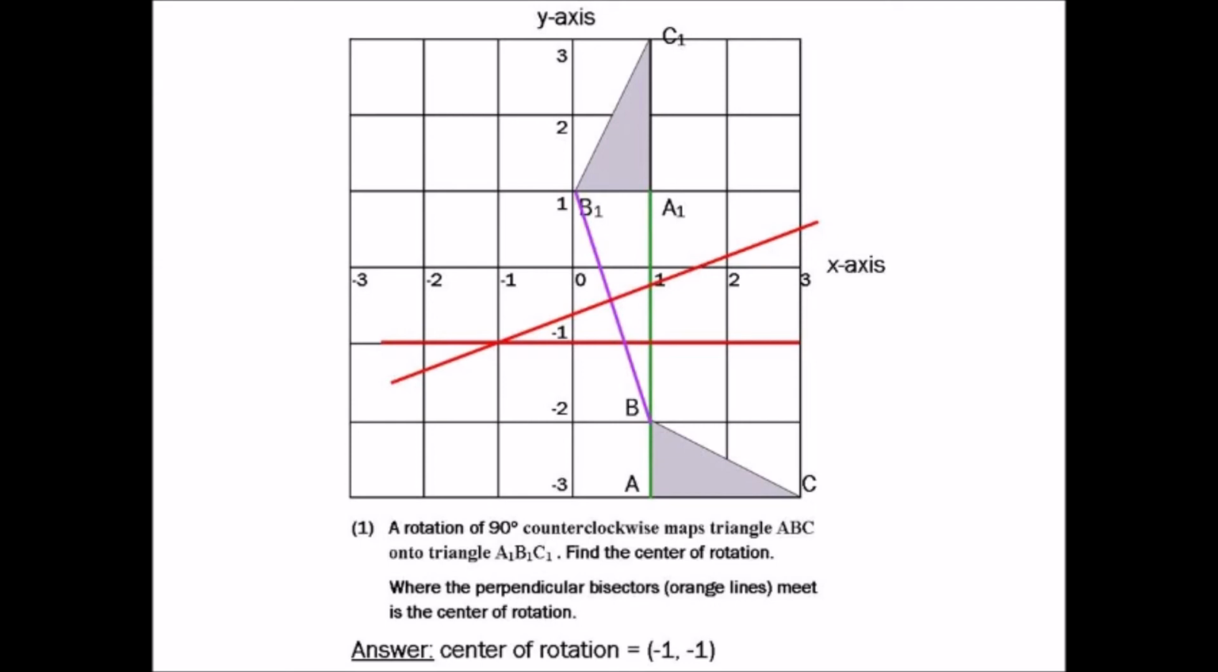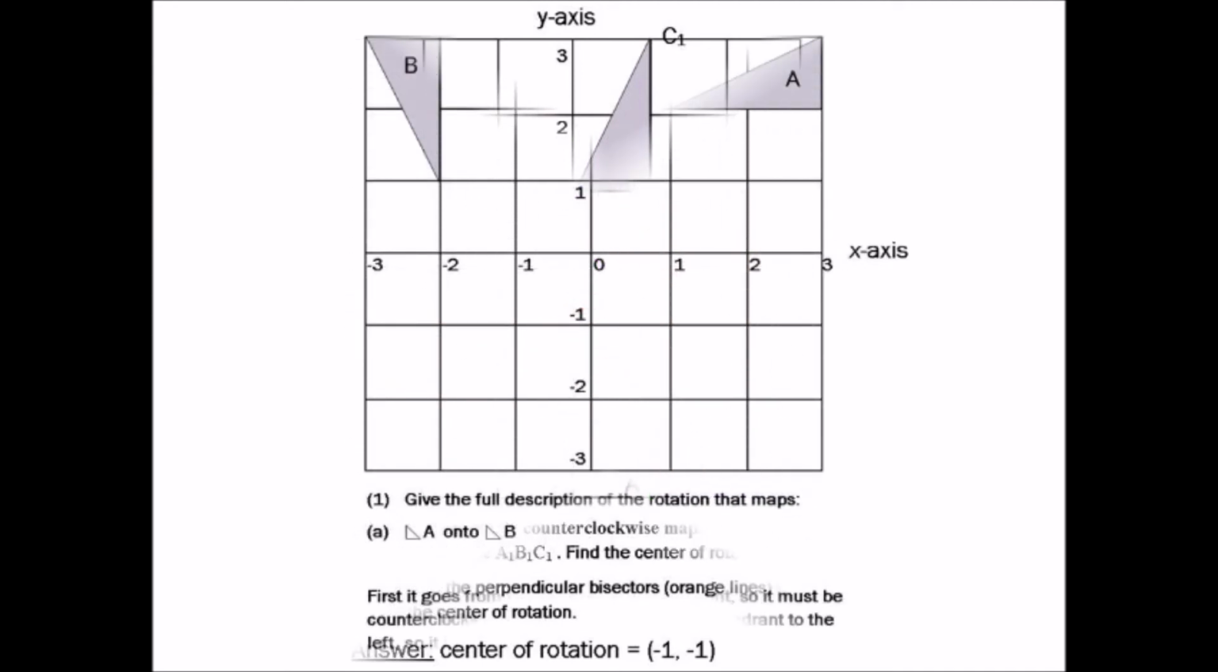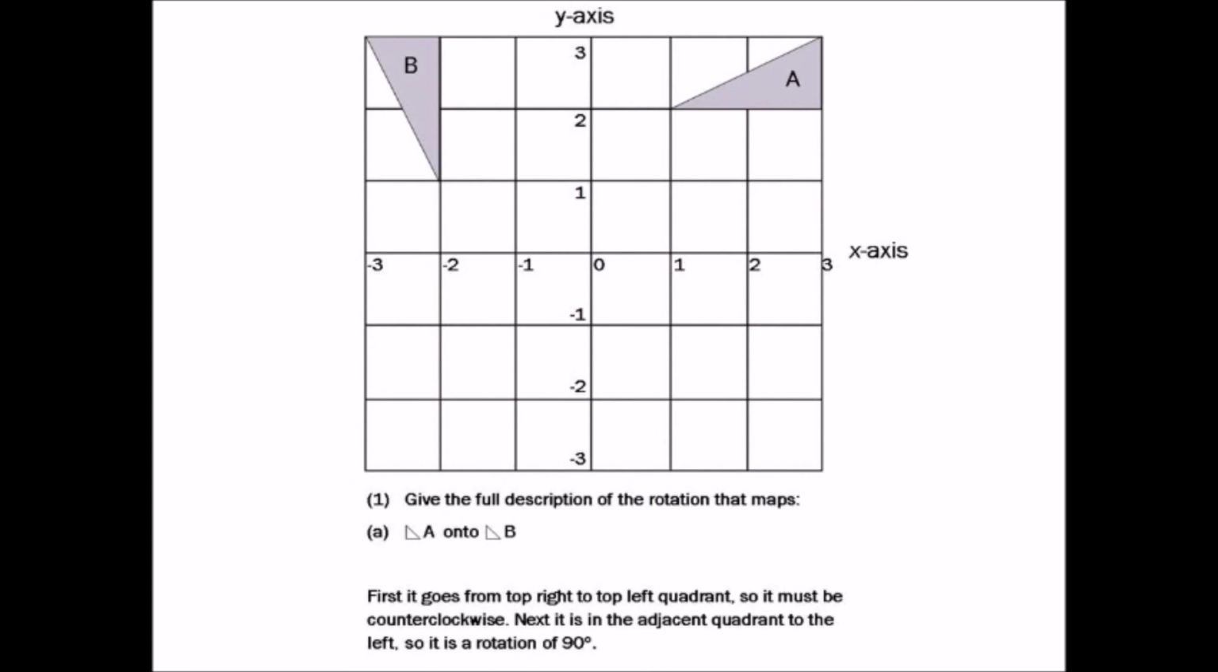So in this case, we worked it out. You could have just looked at it and tried to figure out where it was. If not, just attach lines to it and see if it ends up where it's at. If not, do the perpendicular bisectors. Here we go again.